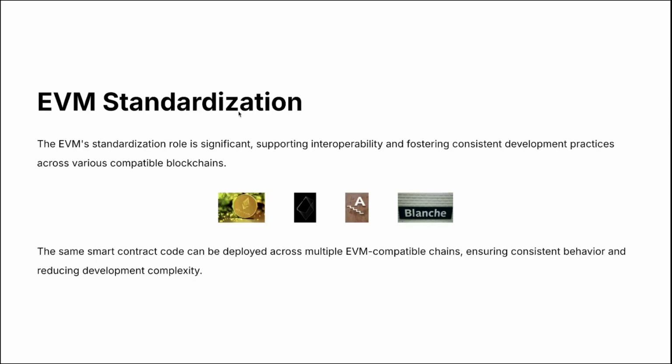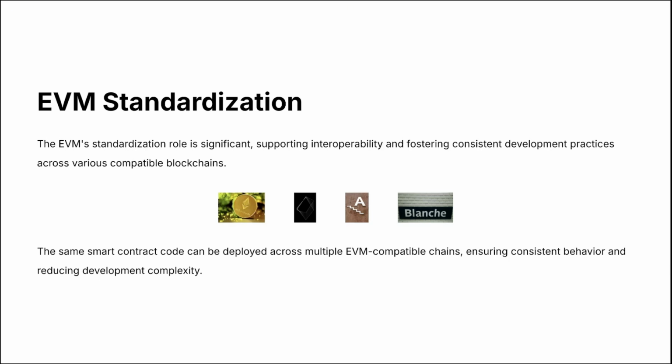Let's talk about this EVM in some more detail. So the EVM doesn't just power Ethereum, it's actually become a de facto standard across much of the blockchain ecosystem. This standardization plays a crucial role in promoting interoperability, because many blockchains like Polygon, Avalanche, and Binance Smart Chain are EVM compatible. The same smart contract code can be deployed across all of them. That means developers can write code once and run it on multiple platforms without rewriting or redesigning for each chain.